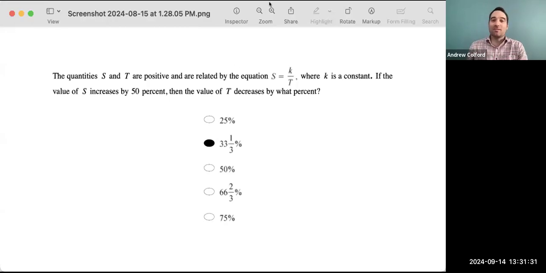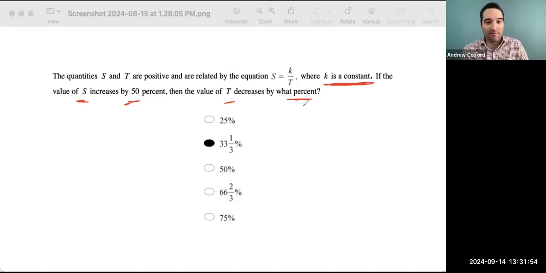And what we just talked about applies to this as well, right? Quantities S and T are positive and related by this equation. S is equal to K over T, where K is a constant. Very often we just gloss by that. We're like, okay, K is a constant, but it really matters here. The value of S increases by 50%, and the value of T increases by what percent? One thing to note about this problem is that there are no concrete values, right? And so effectively what the problem is saying to us is that this is true no matter how big or small the numbers are. We're respecting the constraints of the problem.